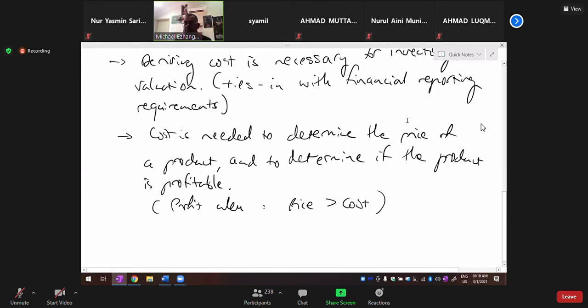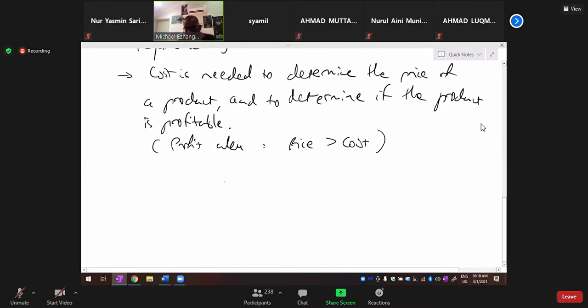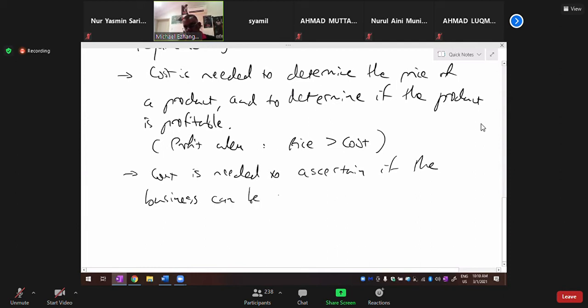Can you follow what I'm saying, right? Cost determines the price of the product, determines if the product is profitable, and cost is needed to ascertain if the business can be competitive, right? An interesting talking point, yeah?